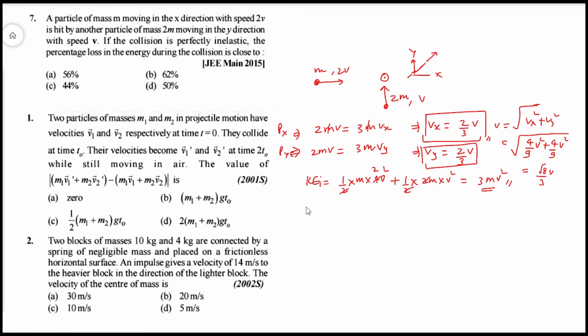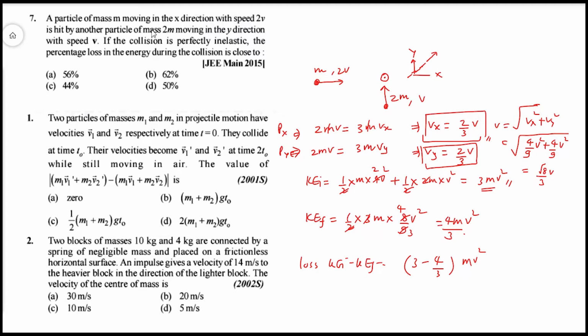Now let's calculate the final kinetic energy. So KEF is going to be half into the combined system mass, that is 2m plus m, half into m total mass into v square, that is going to give you 8 by 9 v square. Okay, so this calculates to 4mv square by 3. Okay, so this is the final kinetic energy of the system. So loss is KEI minus KEF, and that is going to be 3 minus 4 by 3 mv square, and they want the percentage loss in the kinetic energy during the collision.